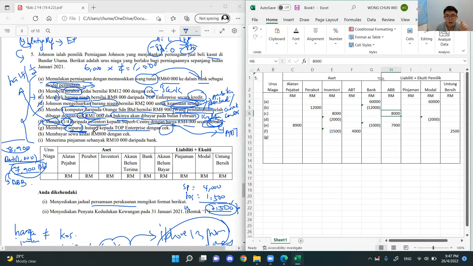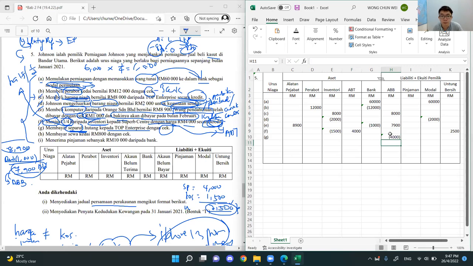But today in G, I pay half. Okay, to Top. By cheque. Is it? So, what is half of 8,000? 8,000 divided by 2 or times 1 over 2 or use a calculator or your finger. You calculate 8,000 over 2 equals 4,000. Therefore, you pay this Top 4,000. Need to minus. Because now, when you pay your accounts payable, you pay to Top Enterprise, your debt will decrease. So you have to minus the 4,000.